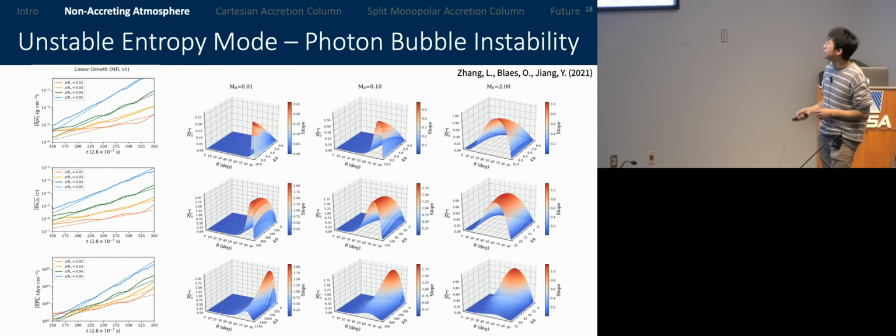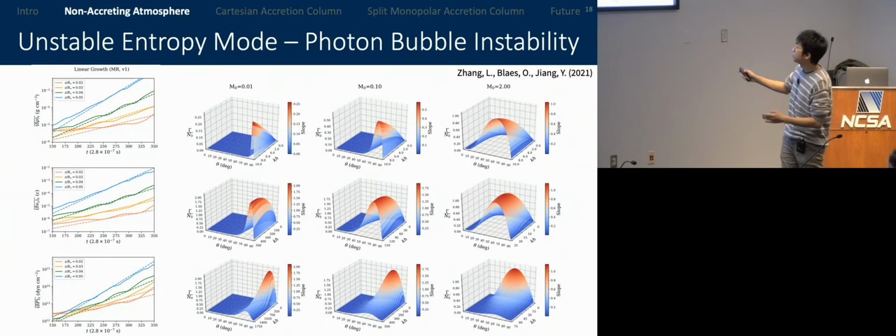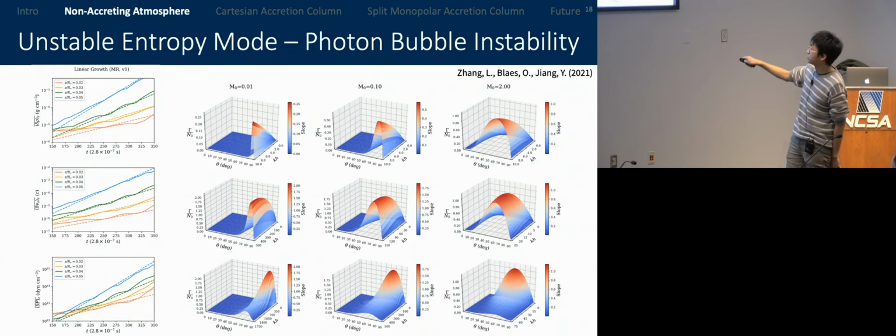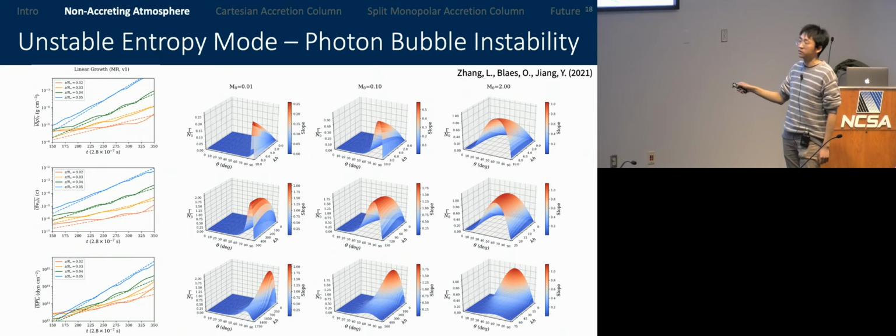Okay. So anyway, then we can measure the growth rate in our simulation and then compare with the linear theory. They are highly consistent. That's what we want to do. We just want to make sure that our code can resolve the photon bubble instability correctly. And then we can start to do something else.